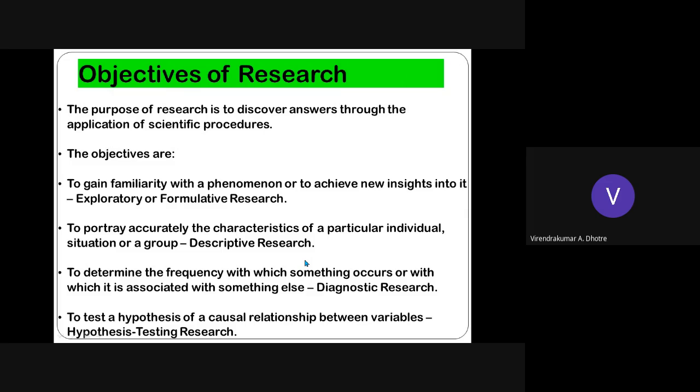So these are the objectives. To get familiar, so that we can say it is exploratory or formulative research. We want to define characteristics of a situation or a group of people, why it is so. So it is descriptive research. We want to determine the frequency with which something occurs or events are occurring. It is diagnostic research. We test hypotheses of a causal relationship between variables, cause and effect. If we add H2 and if we add O, what is the effect?